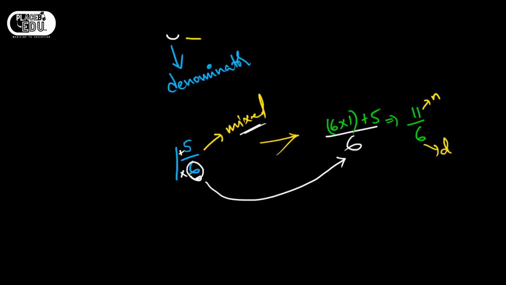Understood? Whatever the mixed fraction may be, if it is in A, B by C format, then the conversion will be A into C plus B, by C. This is what the conversion is. I think it is clear. Okay. Now we are going to solve the problems.